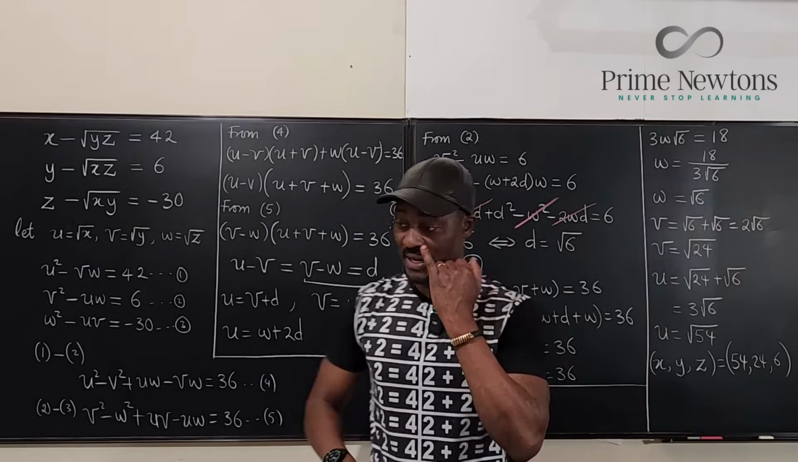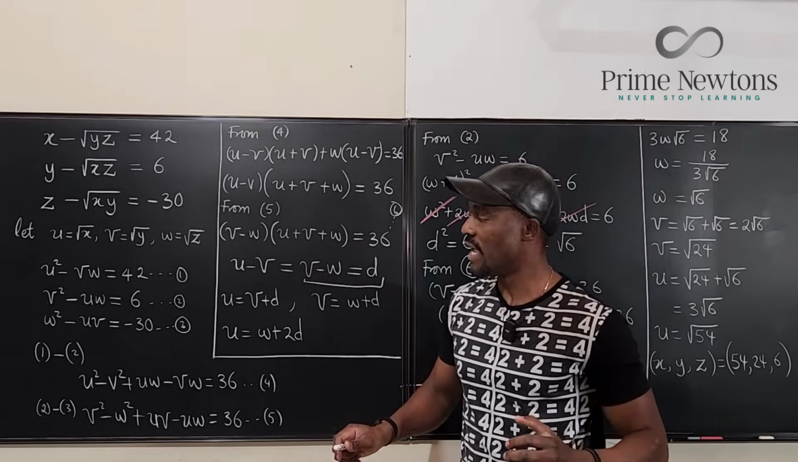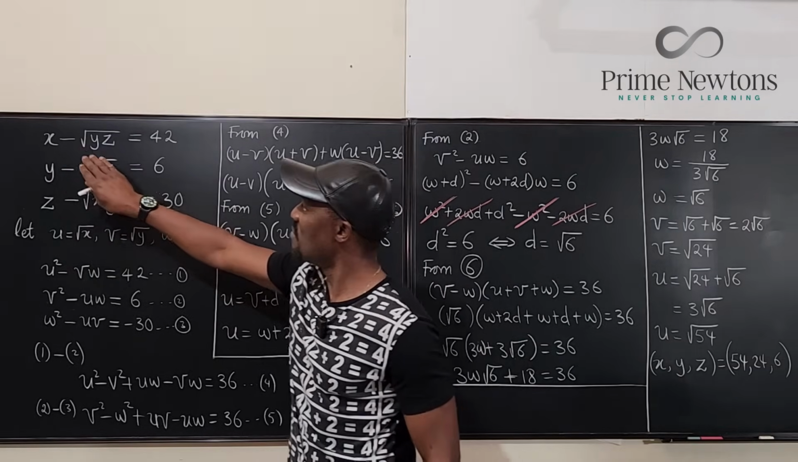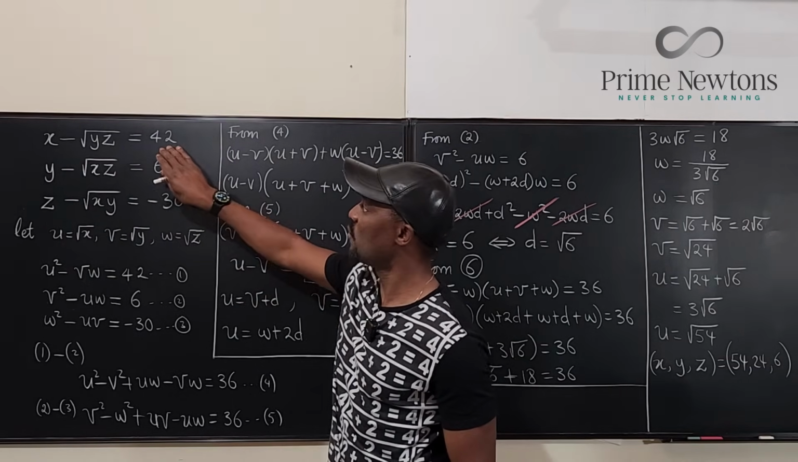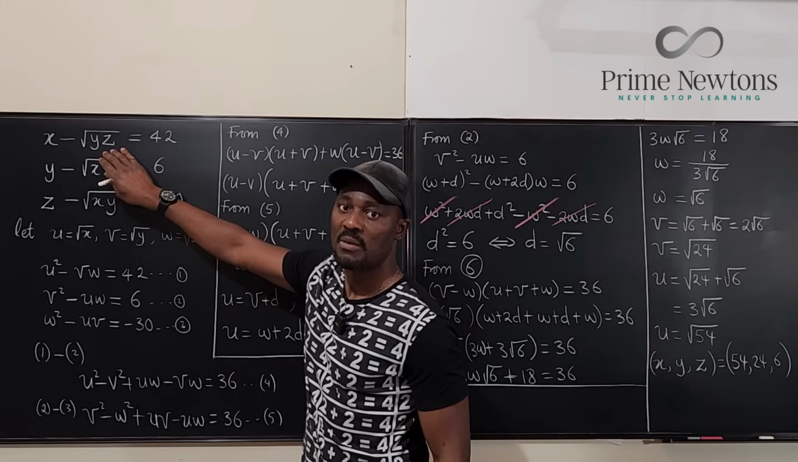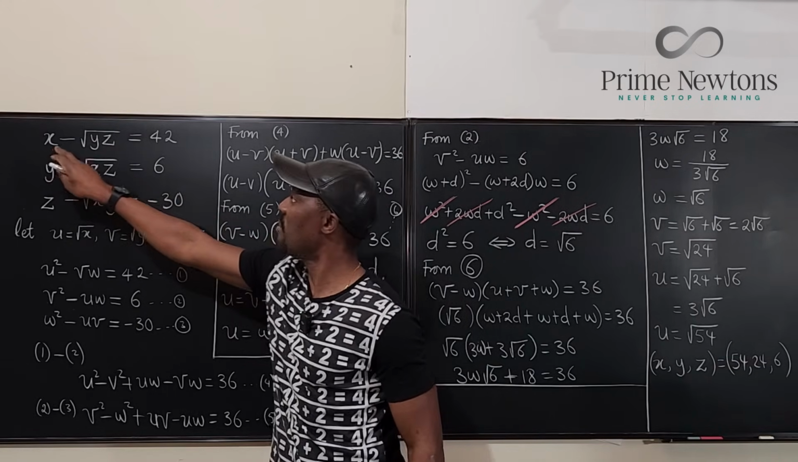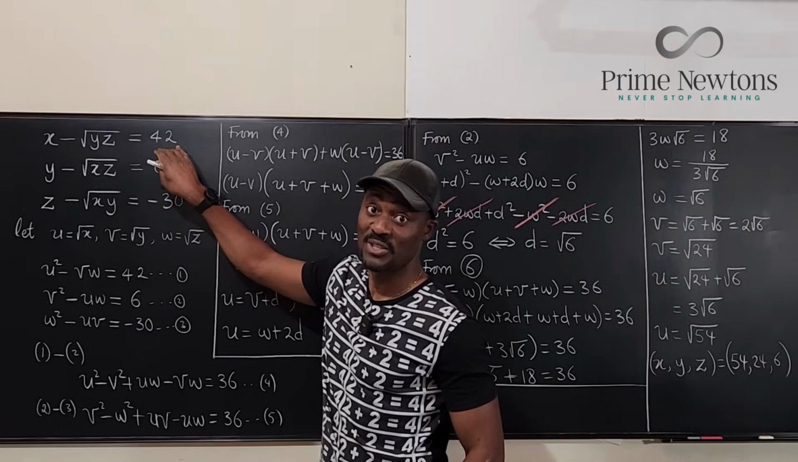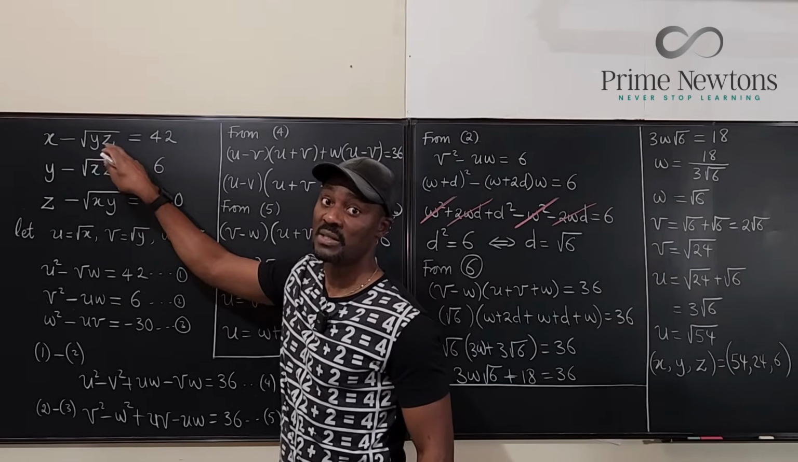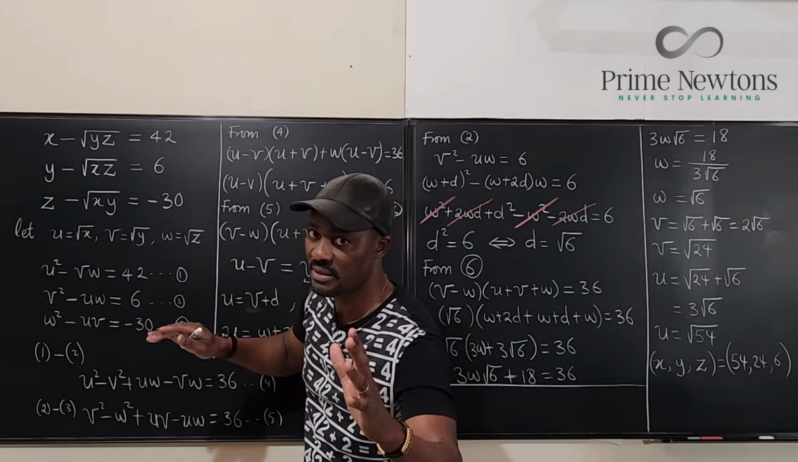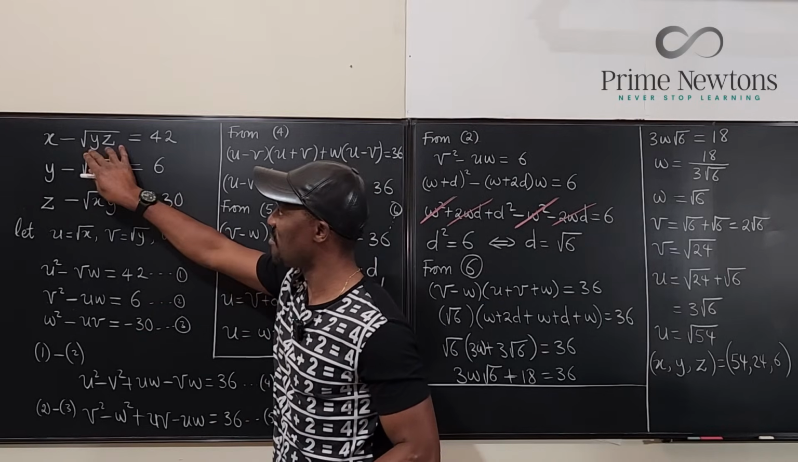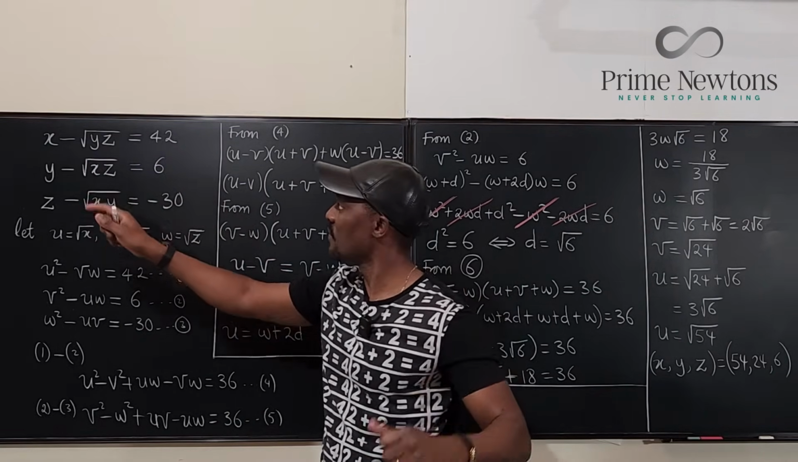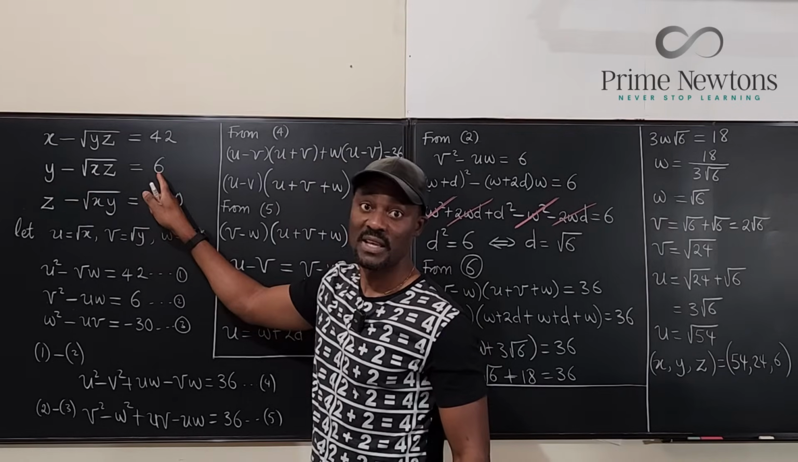No. Why? Let's go back to the beginning. Notice that if you look at the original question and move this here, you're going to have 42 plus this. That means x is a number greater than 42. That's why you can subtract something positive, because remember, the square root of any number is positive. So you're subtracting a positive number from x and getting 42, which means x is greater than 42. The same thing, y is greater than 6.